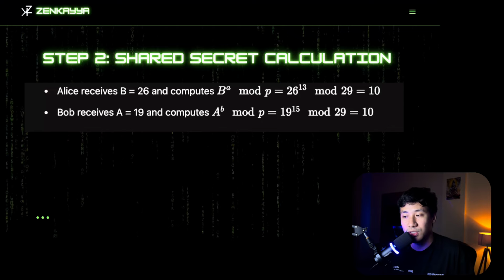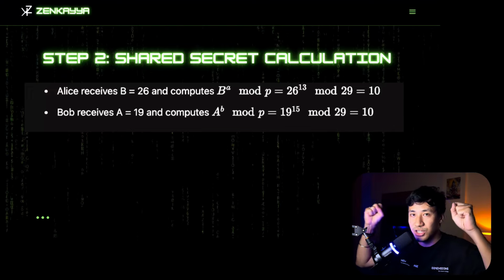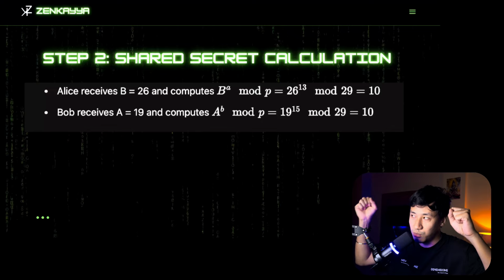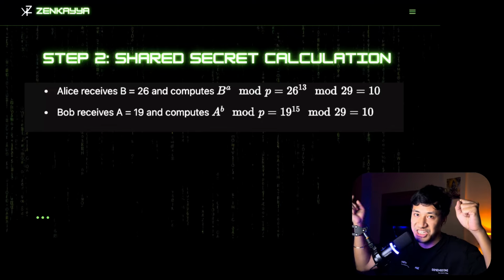After that, what will they do? Alice takes Bob's 26 and computes B to the power a mod p using the same formula, and she gets 10. Bob also receives 19, does the same operation, and also finds 10. So both are now sharing the secret key, that is 10. Only both know it, but neither knows the other's actual secret.